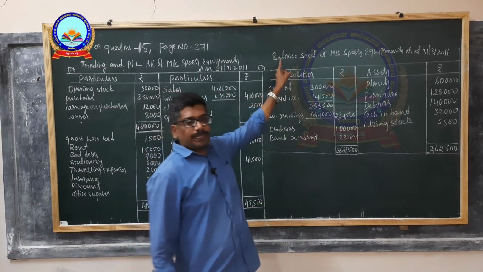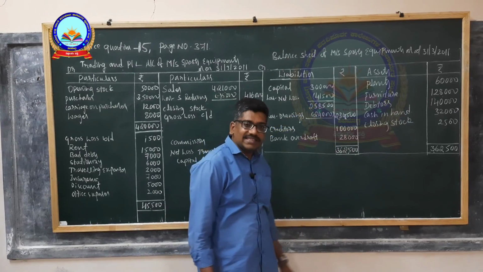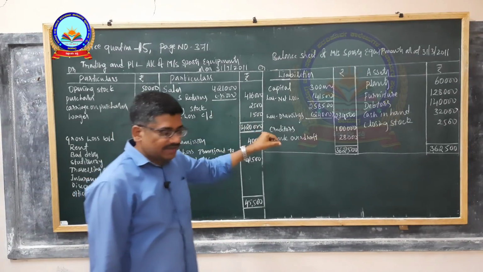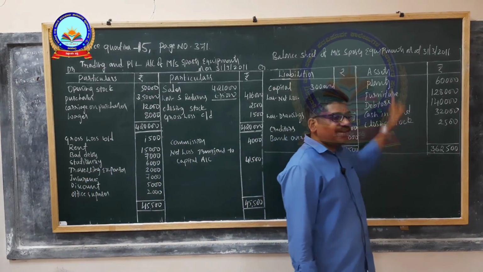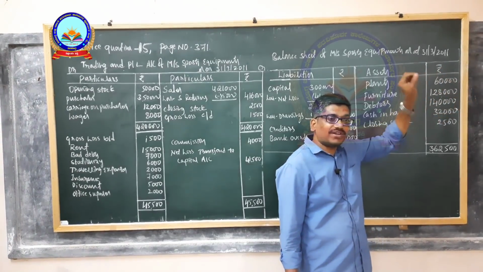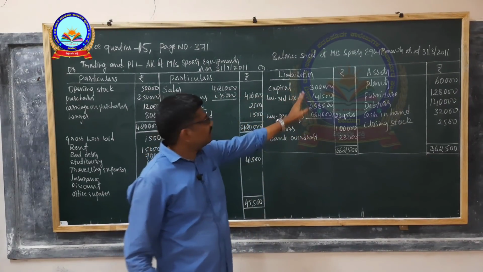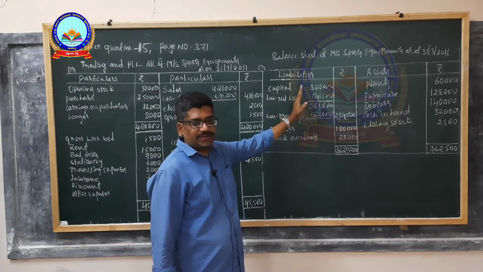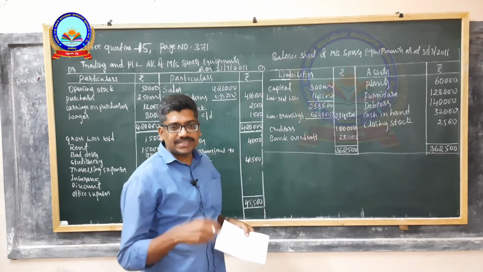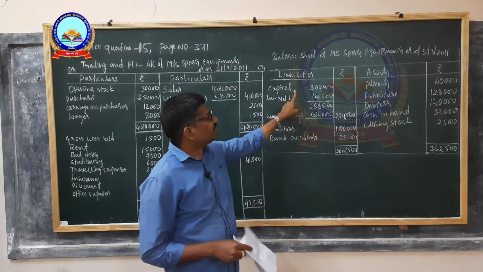Okay, so now the title you write: balance sheet of Wizards Sports Equipment as at. We prepare the trading and profit and loss account as on that date, but the balance sheet will be prepared as at 31st March 2011. That particular day only we prepare the balance sheet. So now come to the liability side. The liability side first, since we are following the permanence basis of recording the assets and liabilities, so first we have to record the capital.